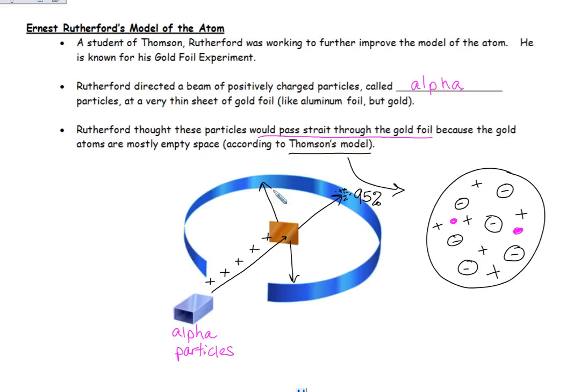Most of the particles really did go right through. But every now and then, they would find a particle detected at a really strange angle. Almost as if it hit the foil and then bounced off of something.